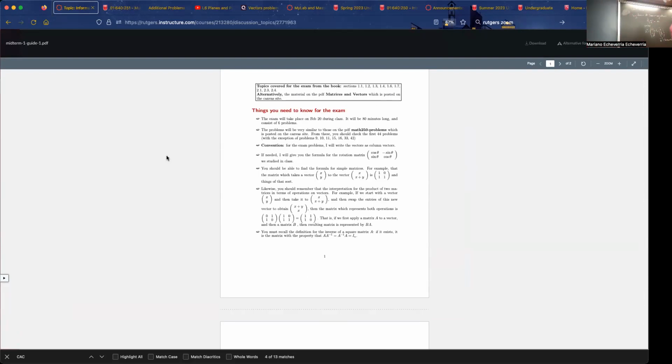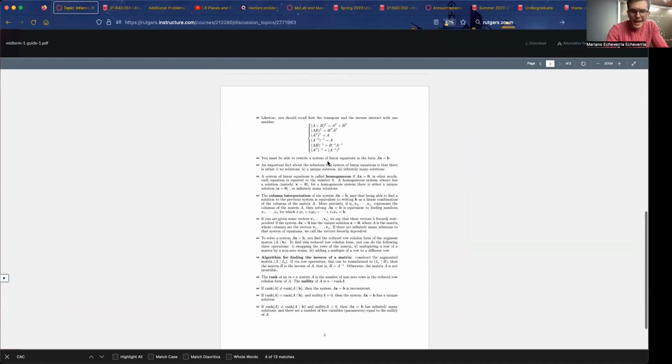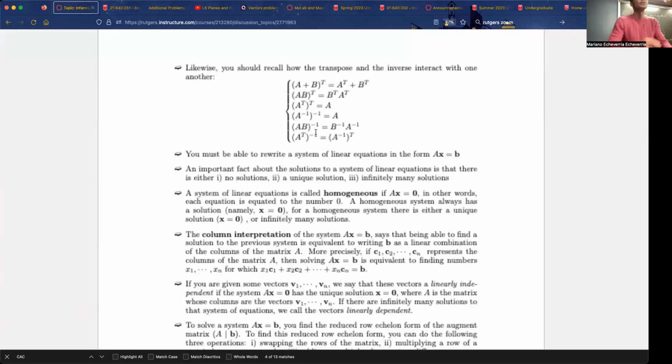What I was going to say is that, like I mentioned in the PDF, for something like the rotation matrix, I would give you the formula, so there's no point in memorizing it. The other things, like properties of the transpose and the inverse that I had written last time, those you should know. More or less you should know all the stuff that's on these 2 pages.